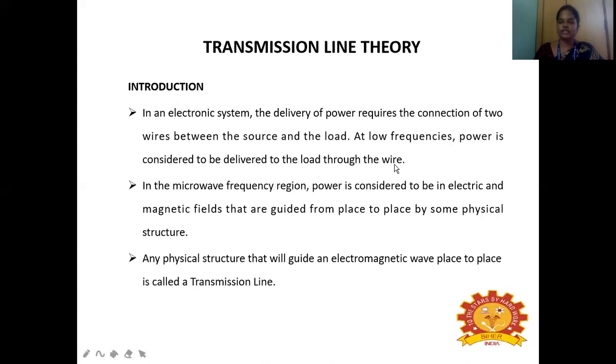At high frequencies, it can be either wired or wireless, but at low frequencies the power is delivered to the load through the wire. In the microwave frequency range, the power is considered to be in both electric and magnetic fields, which are guided from place to place by some physical structures. Now we will see what is meant by a microwave transmission line. Any physical structure which guides an electromagnetic wave from one place to another is called a transmission line.